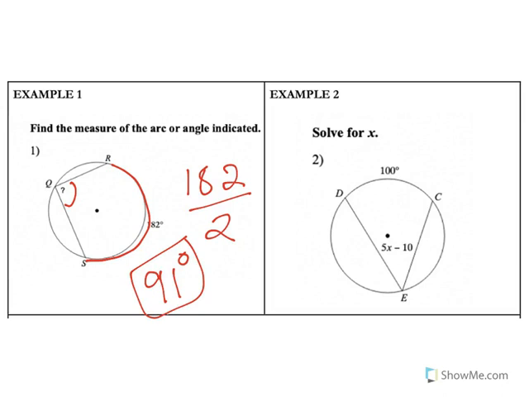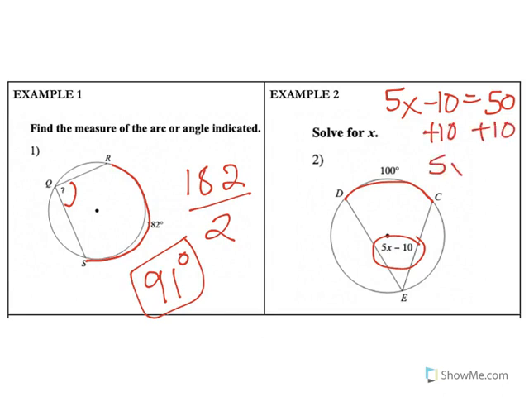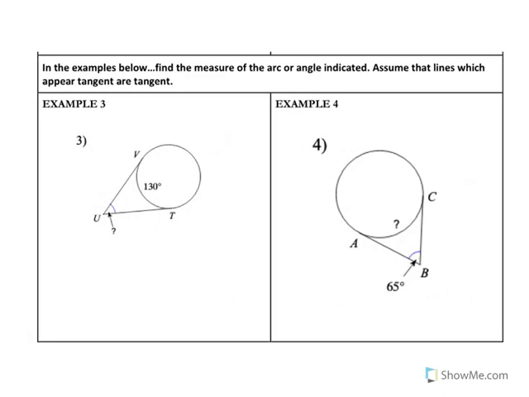That was fairly simple. Now we have, of course, our favorite, solve for x. So we know that if this is the intersecting arc, then this is equal to half of 100. So 5x minus 10 is equal to 50. I'm going to go ahead and solve this as a normal 2-step equation. So I get 5x equals 60, which means that x equals 12. So I was able to solve x by using the rule I knew as well as the algebra that I know. All right, let's look at example 3.